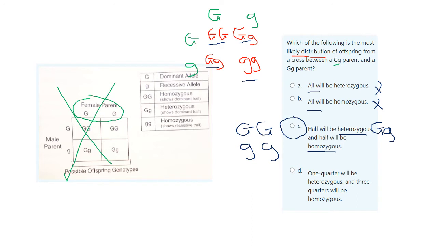For D, 1/4 will be heterozygotic and 3/4 will be homozygotic. It's not true. Half of them will have a dominant allele and carry the recessive allele. Half of them, 50%, will be heterozygotic. When you get a question like this, where you're asked to imagine what will happen between 2 parents, I strongly recommend that you draw a Punnett square, put 1 parent at the top and 1 parent at the side, and then work out the probability for each of their offspring. If you do that, you should be able to get the right answer.